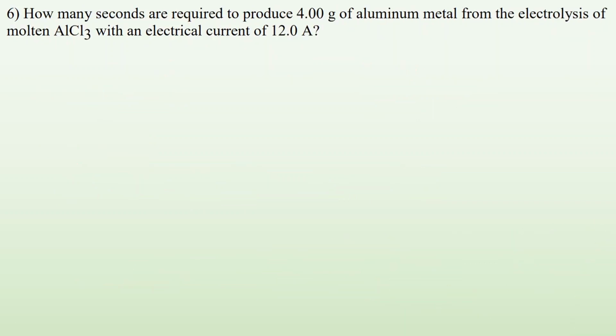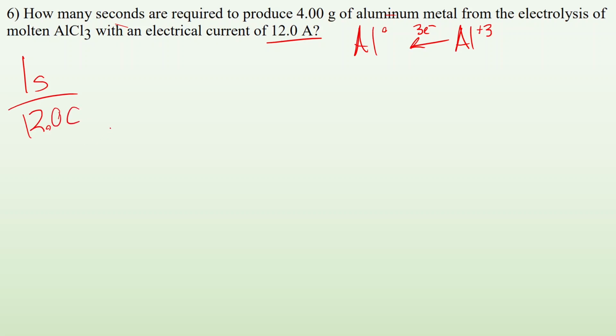Number 6, how many seconds are required to produce 4.00 grams of aluminum metal from the electrolysis of molten AlCl3 with an electrical current of 12.0 amps? So again, I'm talking about making Al0 from Al plus 3. So I know that process is going to take 3 electrons. I got 12.0 amps and they want time. So I'm going to go, hey, for every 1 second, I have 12.0 coulombs of charge flowing because I'm trying to get time. So I want to start with my time on top.